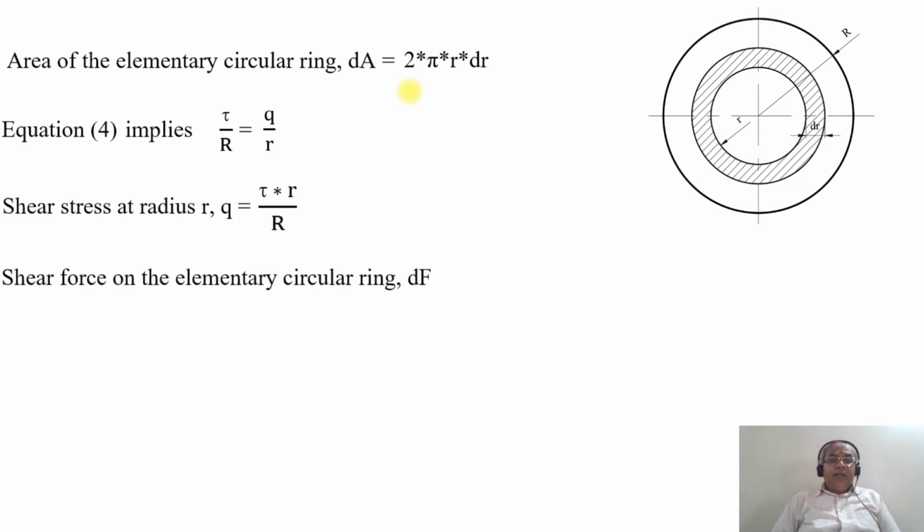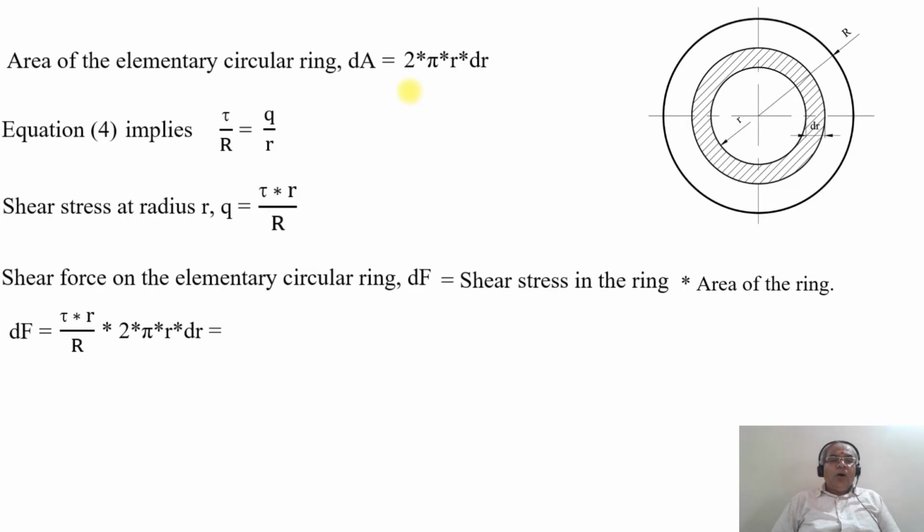Shear force at the elementary circular ring. What is the shear force? It is shear stress into area. dF is the shear stress in the ring into the area of the ring. So dF will be equal to tau into R by tau into small r by capital R into dA, that is the area of the ring. It is 2 pi r into dr. On simplification, you are going to get tau by capital R into 2 pi r square into dr.